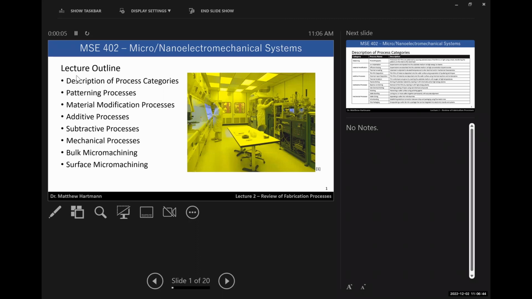All right, so what we're going to talk about is the different types of processes that are utilized in the fabrication of MEMS devices. The overwhelming majority of them are also utilized in the fabrication of integrated circuits devices. We're going to talk about patterning processes, material modification processes, additive processes, subtractive processes, mechanical processes, and then kind of encapsulate everything with bulk micromachining and surface micromachining, which are the two most prevalent MEMS processes.